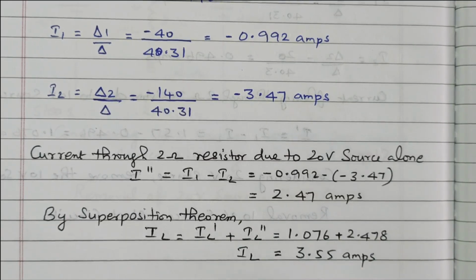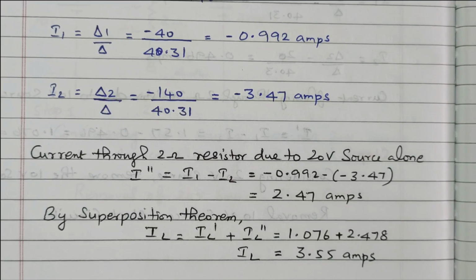So by the superposition theorem, we are easily calculating by considering only one voltage source, calculating the current. Then considering the other voltage source, calculating the current in a simplified manner. Thereafter, we are adding both the currents. That is the statement given by the superposition theorem.